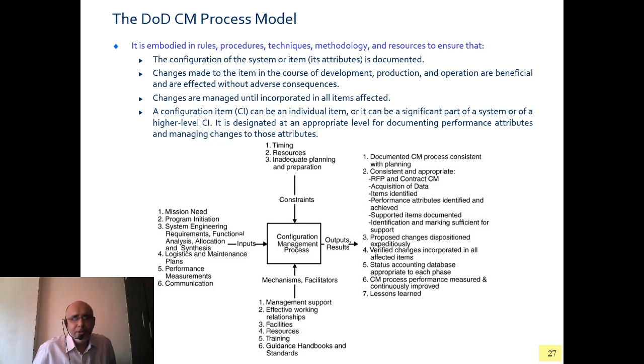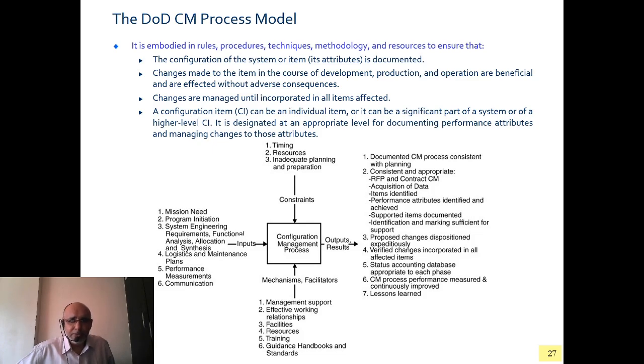Next is the Department of Defense CM process model. It embodies rules. Just see to it. The CI can be an individual item, or part and parcel of the CM, right? So documenting the CM process, timing, resources, they could be technical or infrastructural resources or people resources. That is the issue. Then RFP, request for proposal. Then anything else that I can work out.